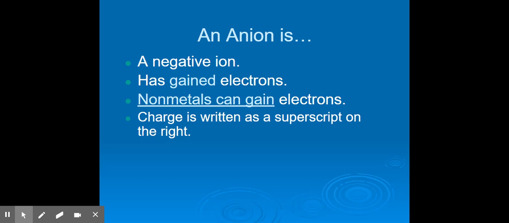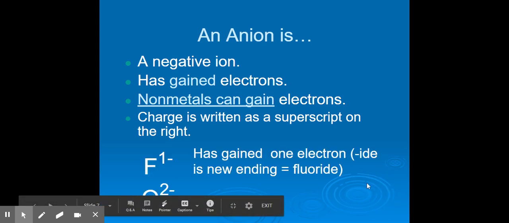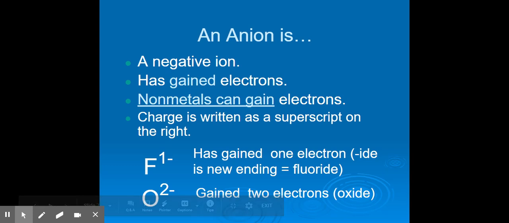Again, an anion is a negative ion. It has gained electrons, and these are non-metals. And we write that as a superscript, so we write that at the top. Now, once it becomes an anion, it's no longer fluorine or oxygen. It's now fluoride or oxide. So that gives it the IDE, lets us know that this is no longer an atom that we're talking about. This is the ion, and specifically this is the anion, the negative one.